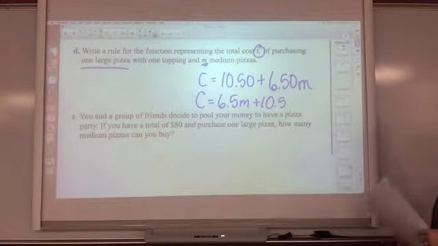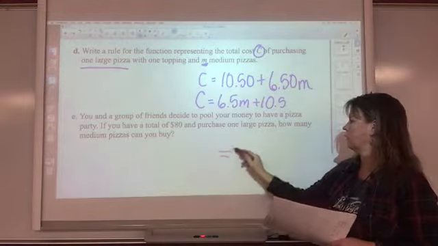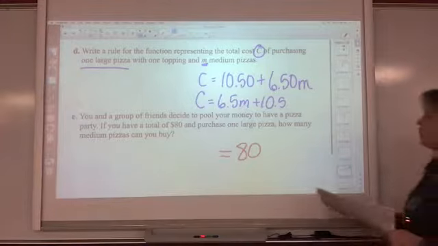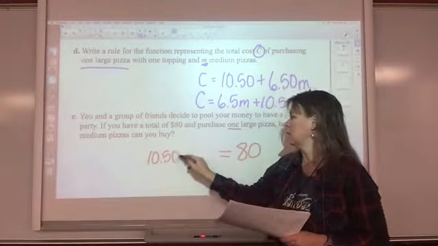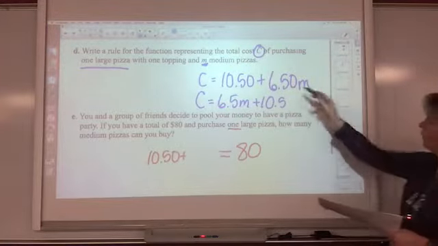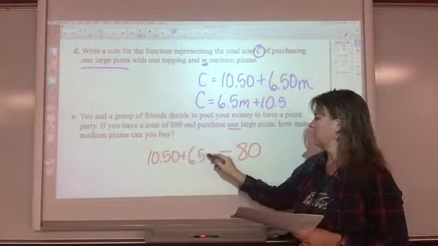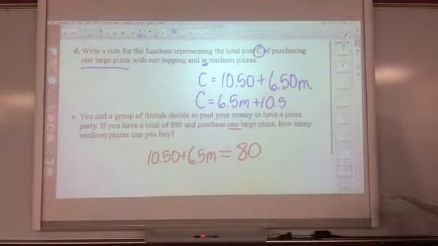More pizza. You and your group of friends decide to pool your money to have a pizza party. You have a total of $80. As soon as you know what you have, write it down. You do purchase 1 large pizza for $10.50 because that's part of the deal. How many medium pizzas can you buy? Well, we have our equation up here. 6.5m. We can buy up to $80 worth.